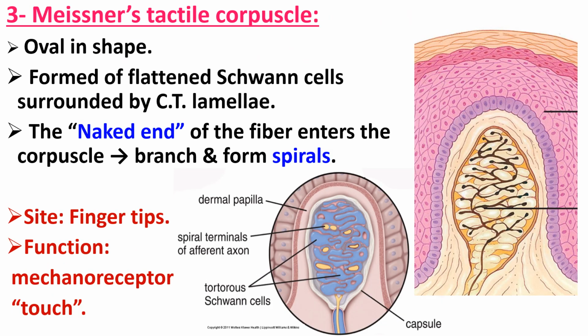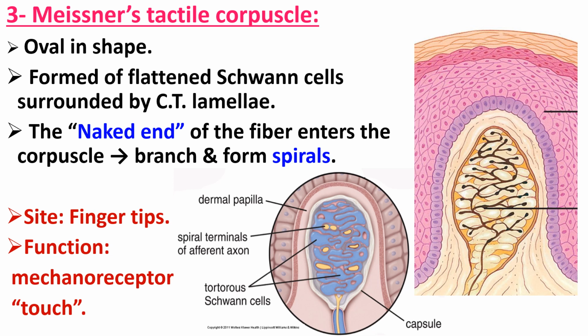The third capsulated sensory ending is the Meissner corpuscle. Meissner is also a scientist. This ending is oval in shape. We had one rounded and one flattened, and here the third is oval in shape. It is made up of Schwann cells surrounded by connective tissue.